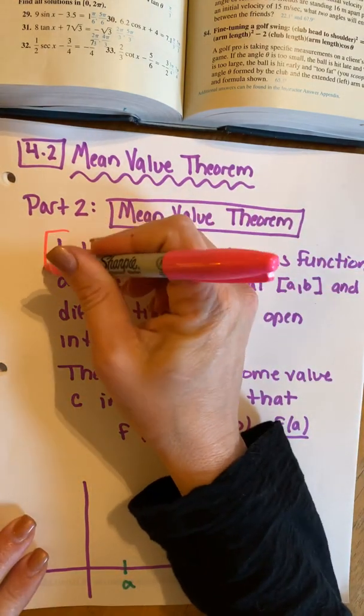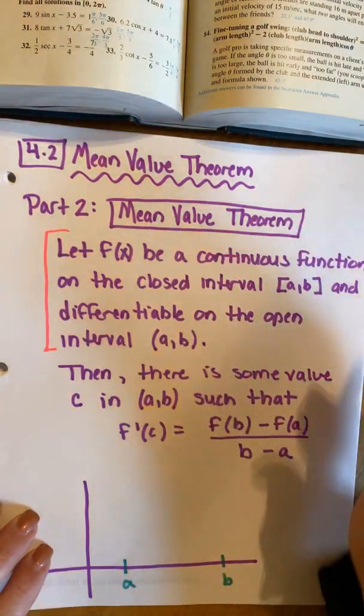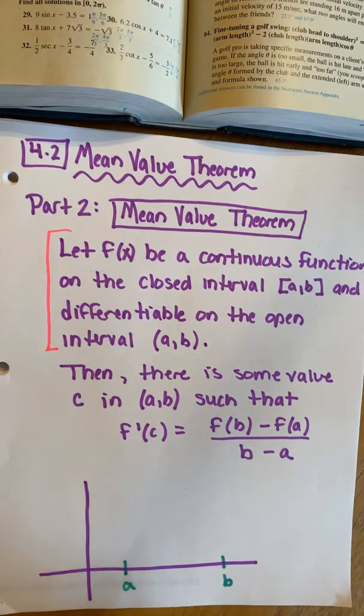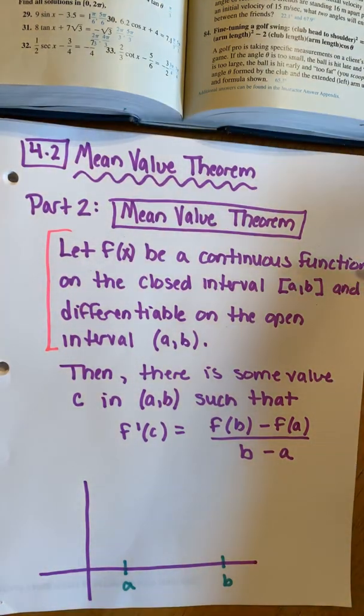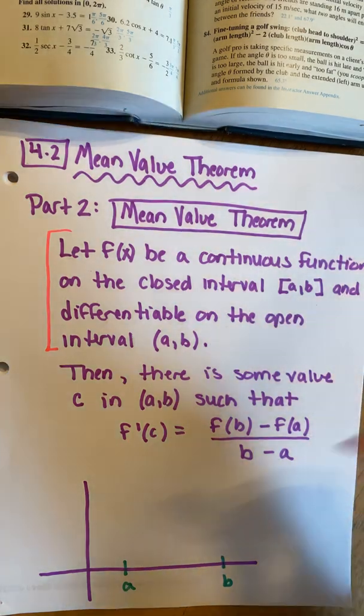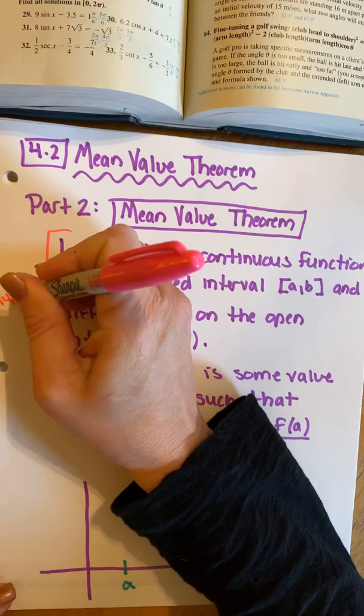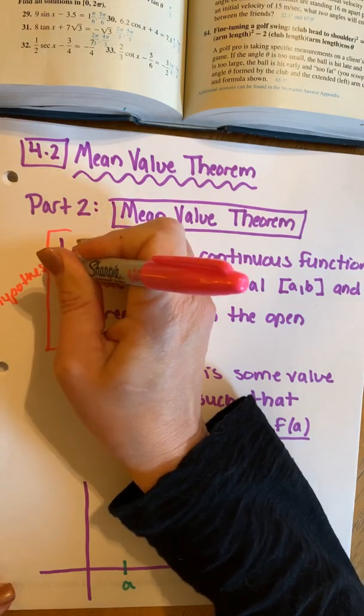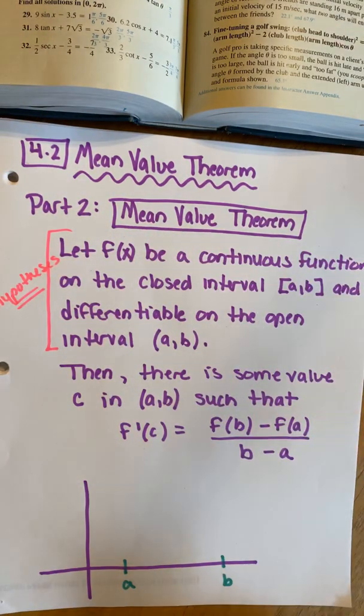theorem. The mean value theorem has the same first two hypotheses of Rolle's theorem. We have to start with a function that's continuous on a closed interval and differentiable on the corresponding open interval. So these are my hypotheses. So they're the same as the first two of Rolle's theorem. The third hypothesis is eliminated in the mean value theorem, but we have a different conclusion.